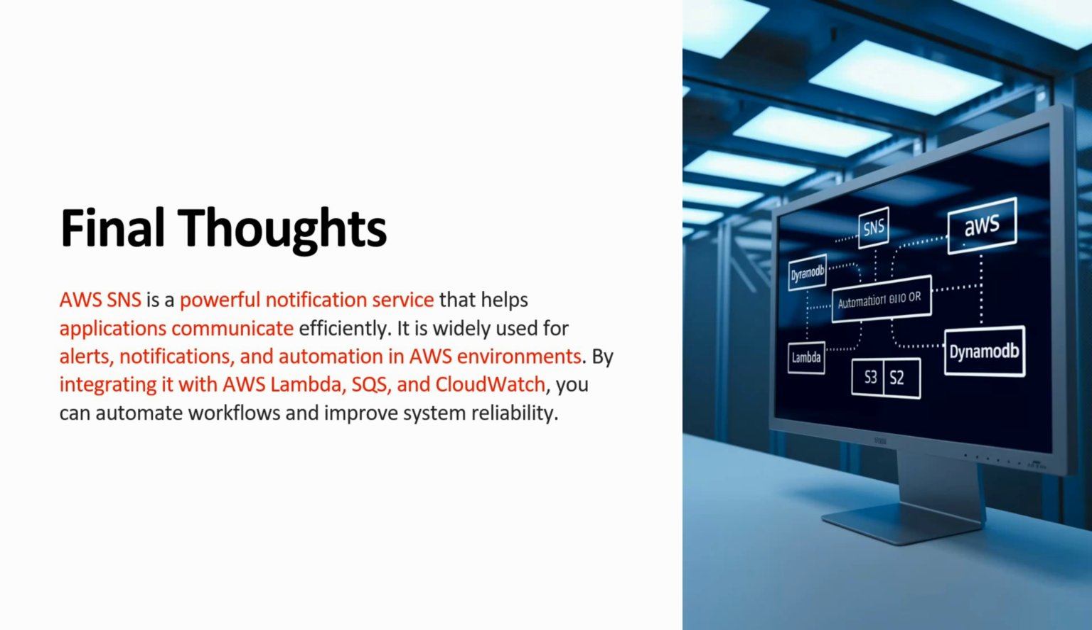AWS SNS is a powerful notification service that helps applications communicate efficiently. It is widely used for alerts, notifications, and automation in AWS environments. By integrating with AWS Lambda, SQS, and CloudWatch, you can automate workflows and improve system reliability.